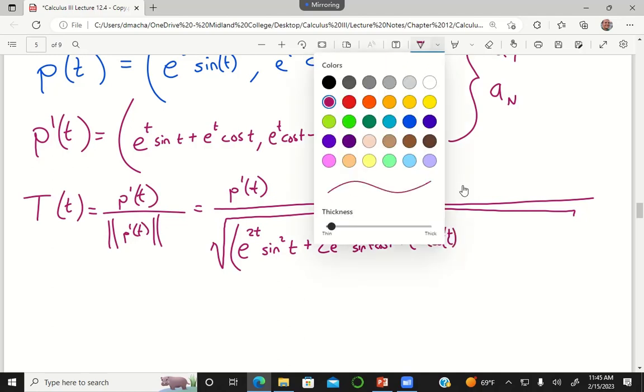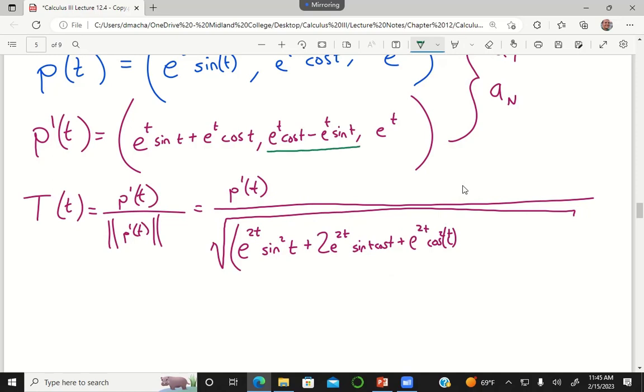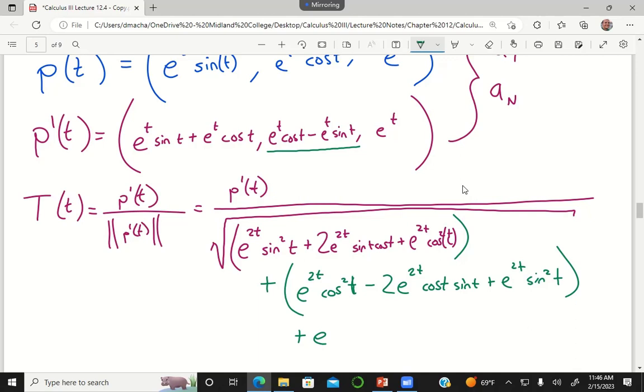That's just the first component. If I want to square the second component, that's going to be e to the 2t cosine squared t. And this is a lot of math, so if you find me making a mistake, help me out and point out my mistakes. e to the 2t cosine t sine t plus e to the 2t sine squared t plus e to the 2t for my third component.